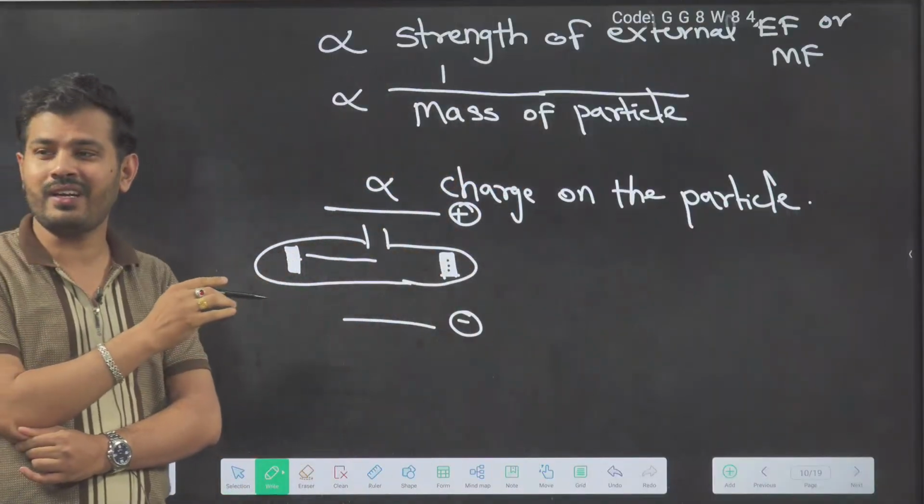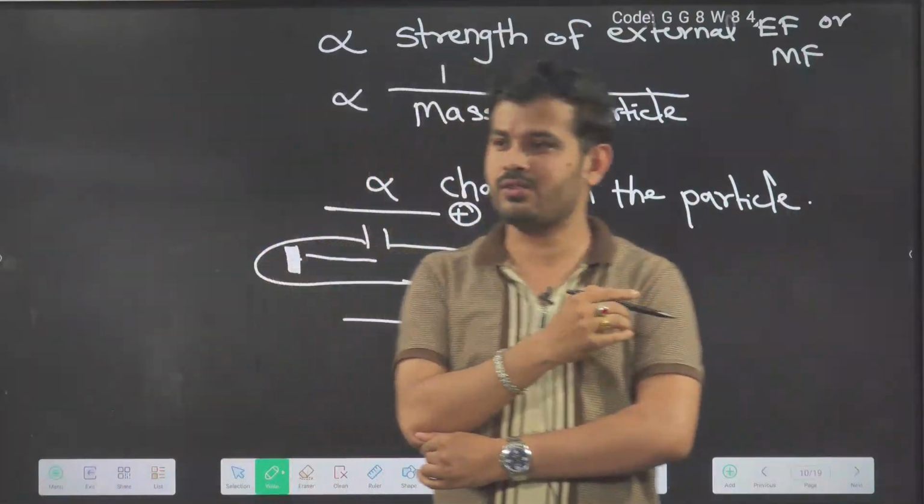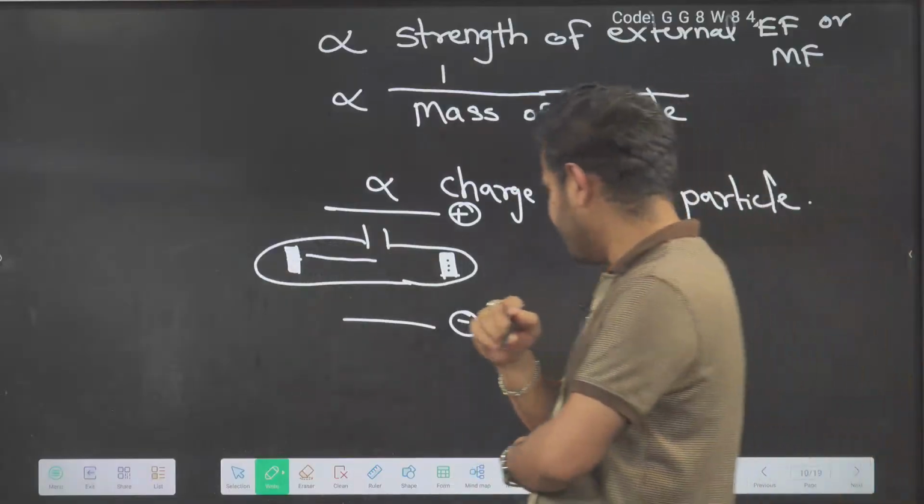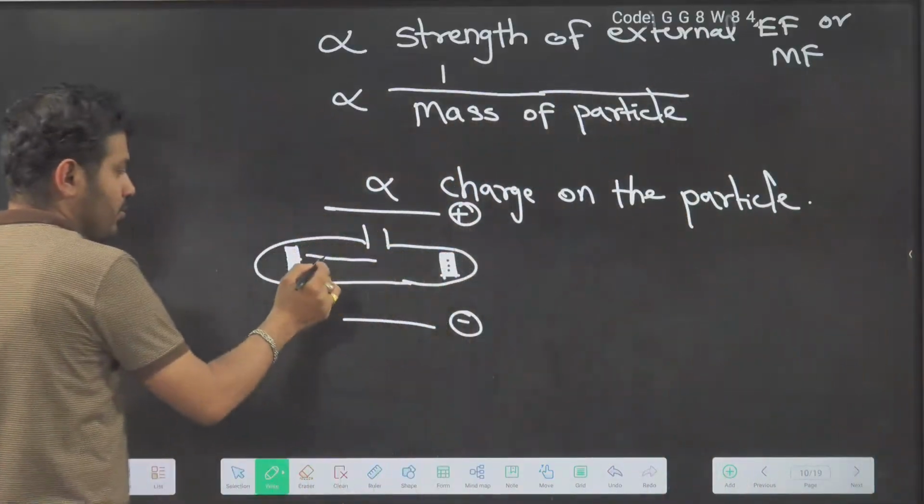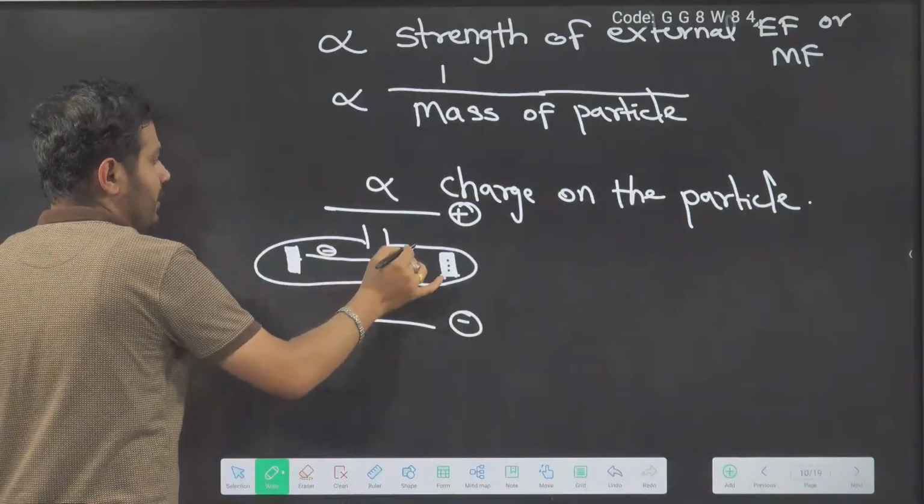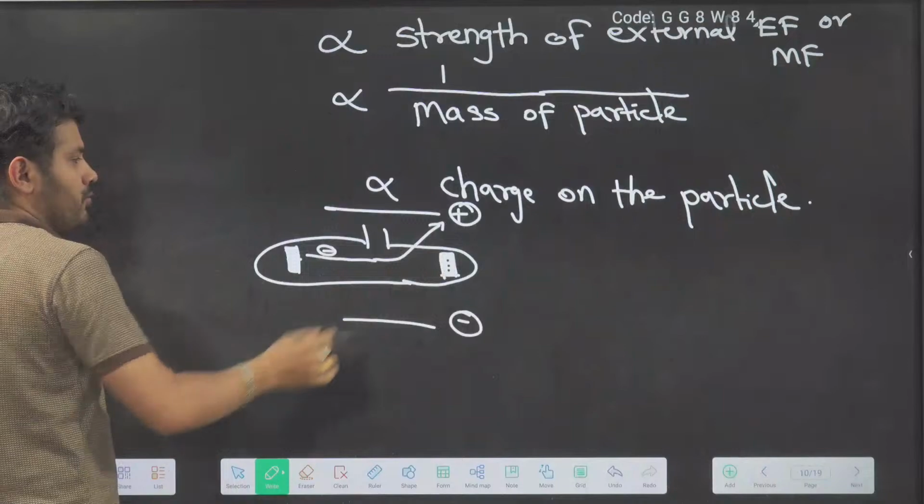Which side will it get deflected? That is my question. Up. Very good. It is going to be deflected upward because the cathode ray has negative charge and it will get deflected towards the positive terminal of the electric field.